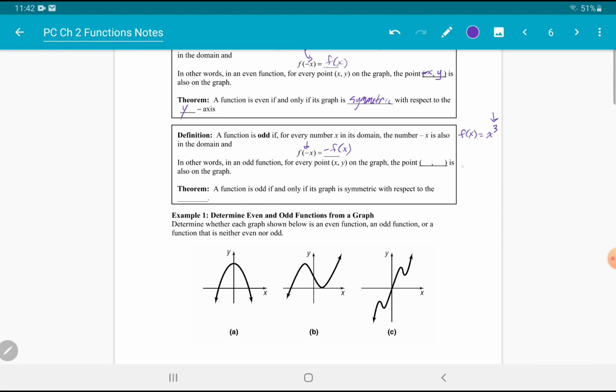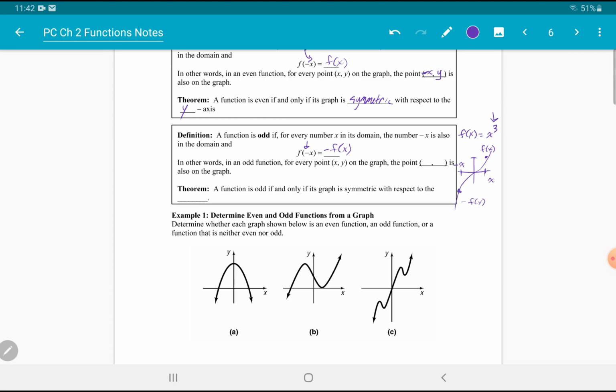Now, if we look at this function graphically, if you plug in the x value, you'll get its positive y value, f of x. However, if you plug in the negative x value, then you'll actually get a negative output. You'll get the negative value of f of x. And for that reason, x cubed is going to be an odd function.